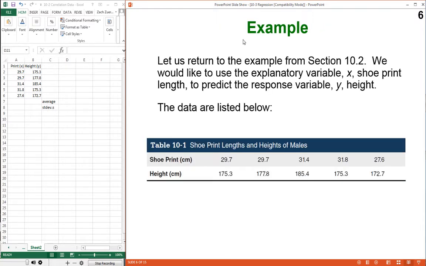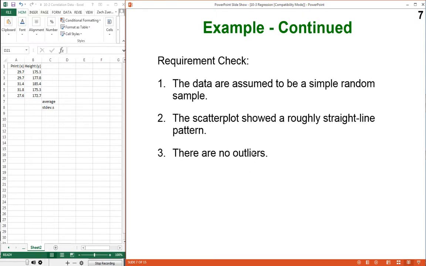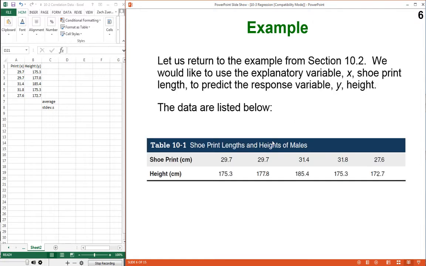Okay. Here is that example that we looked at in section 10.2. We have the shoe print in centimeters and the height of males in centimeters as well. And we looked at this before, and the same requirements are going to be necessary in this section as well. You have to make sure that your data is a simple random sample. Got to look to see if the scatter plot gives you roughly a straight line and that there's no outliers. We looked at this data previously.